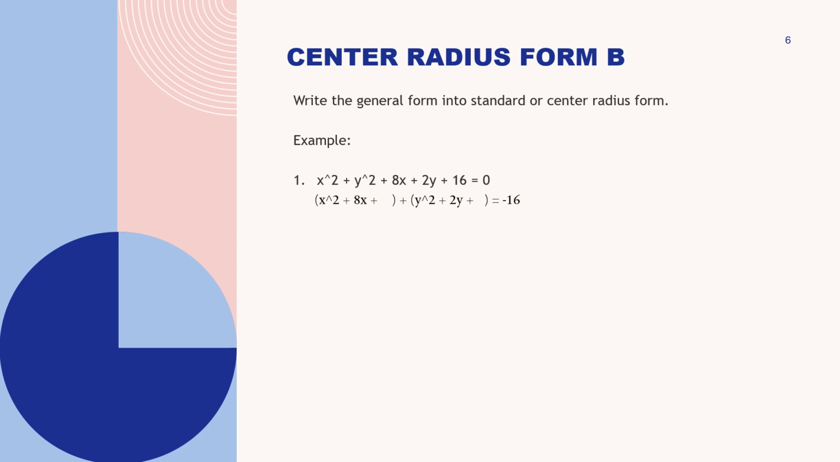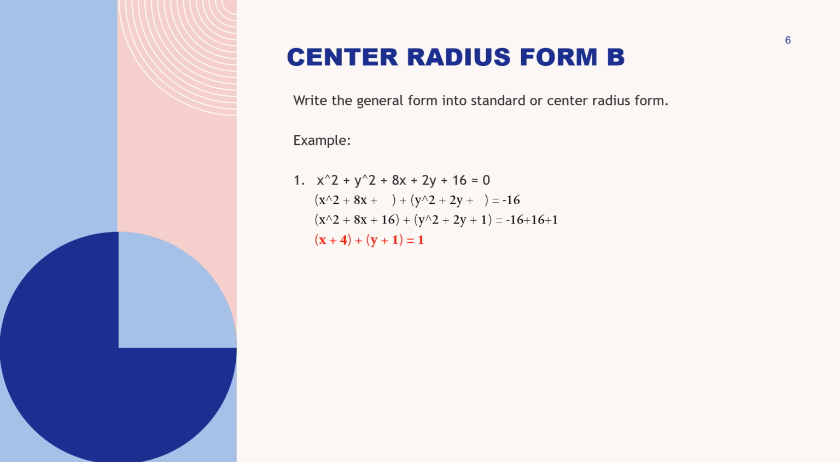So first, we complete the square of trinomial. In completing the square of trinomial, simply get the middle term, divide by 2 and then square. So the middle term here is 8, divided by 2 is 4, then squared is 16. Then the middle term on this side is 2, divided by 2 is 1, then 1 squared is 1. So since we add 16 and 1 on this side, we also add 16 and 1 to the other side.